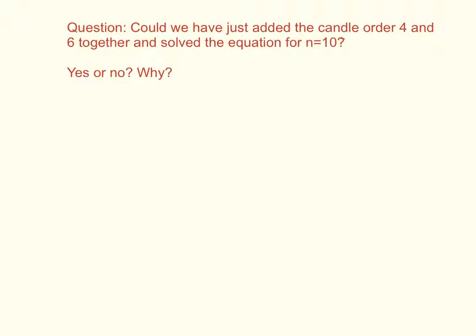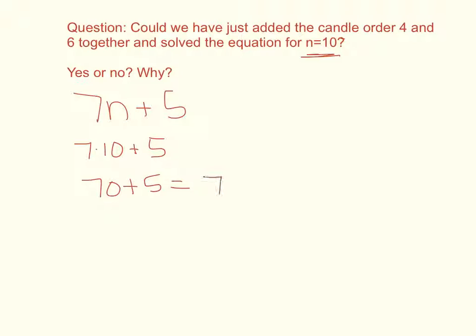Okay, let's go ahead and solve it. If I had 7n plus 5, which was my formula, if I would have just solved n equals 10, it would have been 7 times 10 plus 5, or 70 plus 5, or $75. But we know that it actually cost $80. Where did we lose $5?